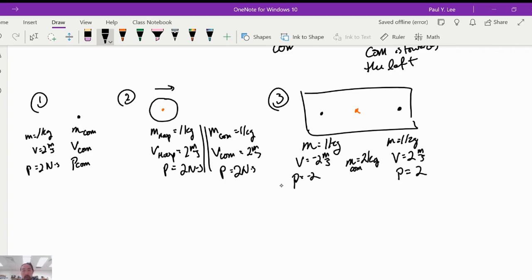So if we take a look at the system overall, we can say that the momentum of the system is equal to 0. And we got that by adding -2 with the +2. So this tells us a lot. What this tells us is that the momentum of the center of mass is also going to be 0.